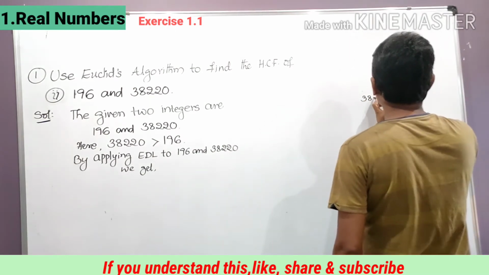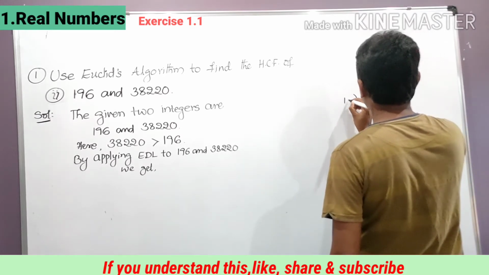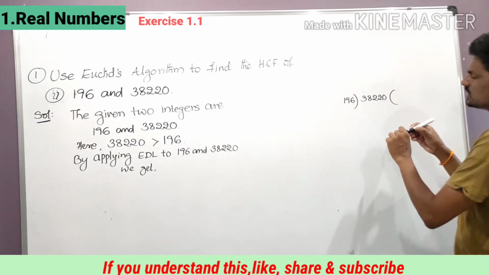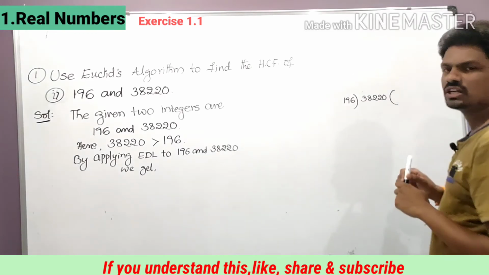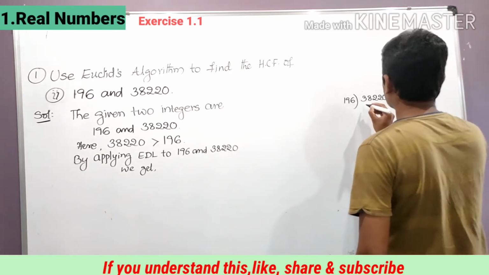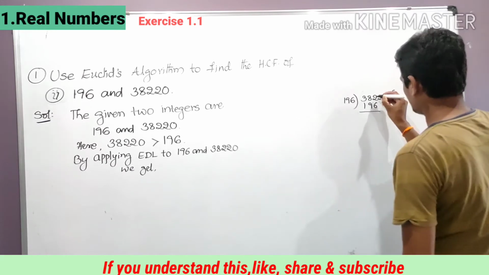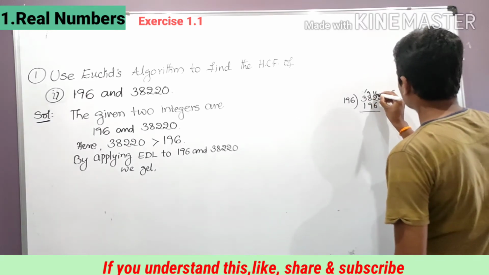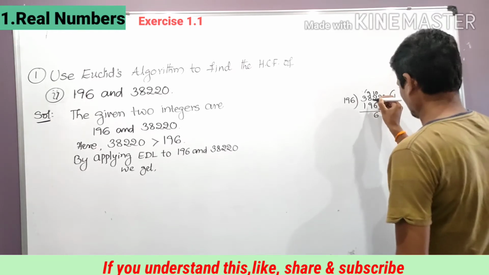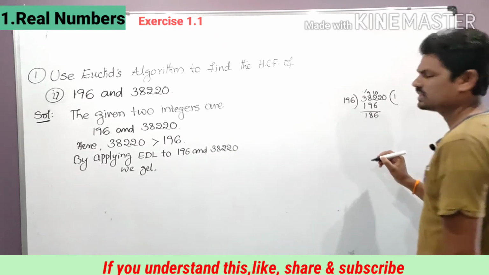38,220. So now we have to divide with 196. See student, up to 3 digits we have to take. 196 into 2 we can get 392, student, but here it is 382, so it goes only one time. So write 196. Subtract: 12 minus 6 is 6, 9 minus 9 is 0, and 2 minus 1 is 1, so 186.